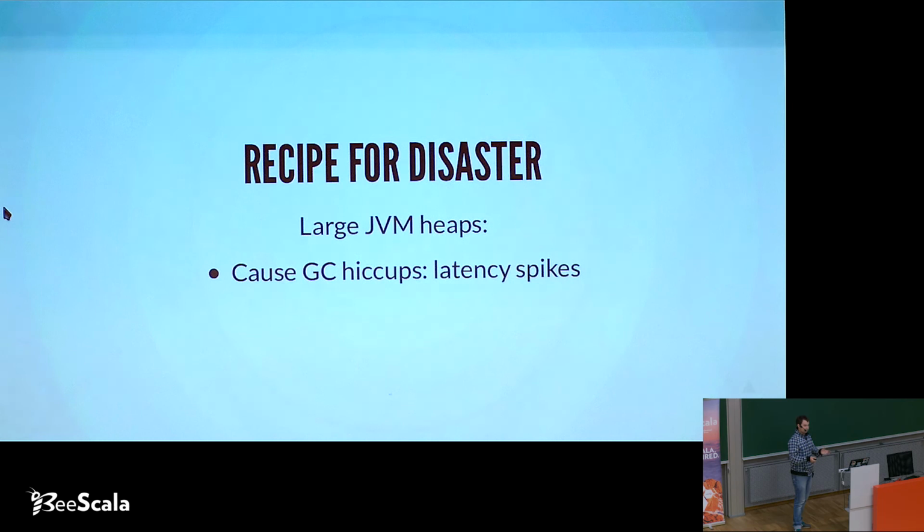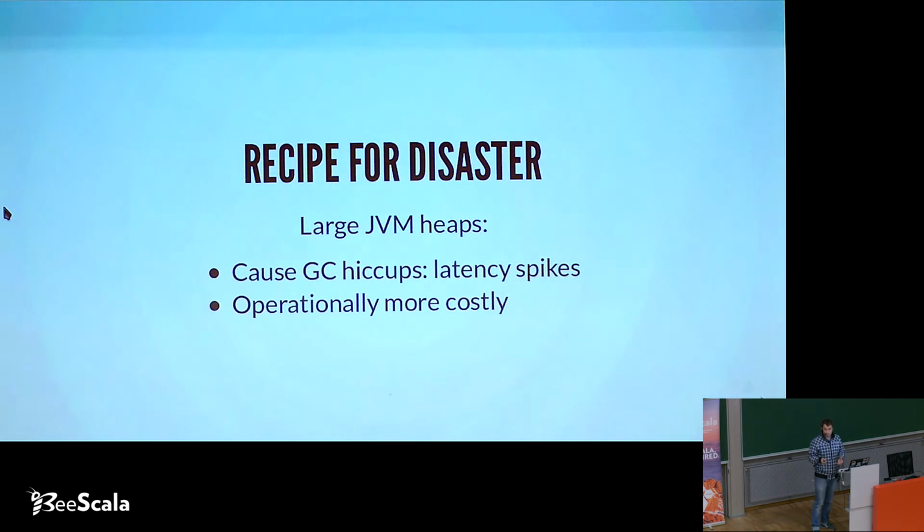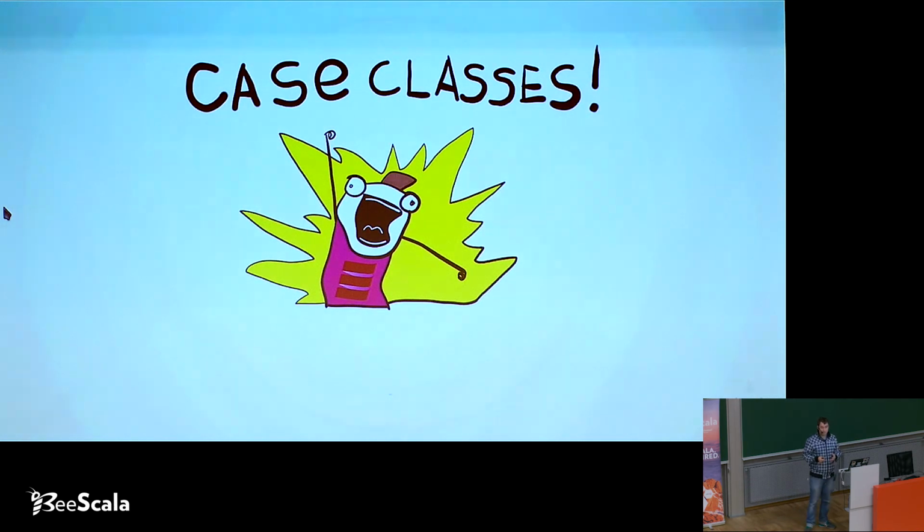So it's a trade-off between the application throughput and latency. You can get some latency spikes, and having a lot of data in RAM is just costly. You need a lot of hardware to host your application. But the story usually starts from modeling your domain with case classes, if you're using Scala for that.